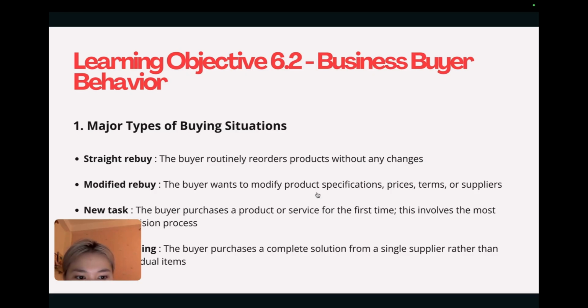The buyer routinely reorders products without any change. For example, an accounting firm regularly purchases printer ink from the same supplier every month. So, the buying decision is fast and automatic.